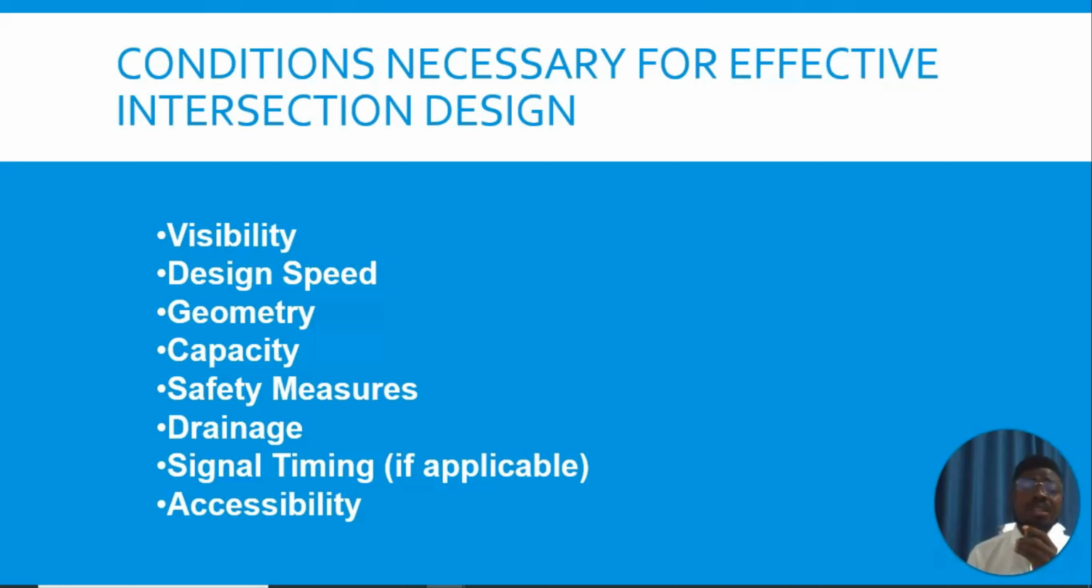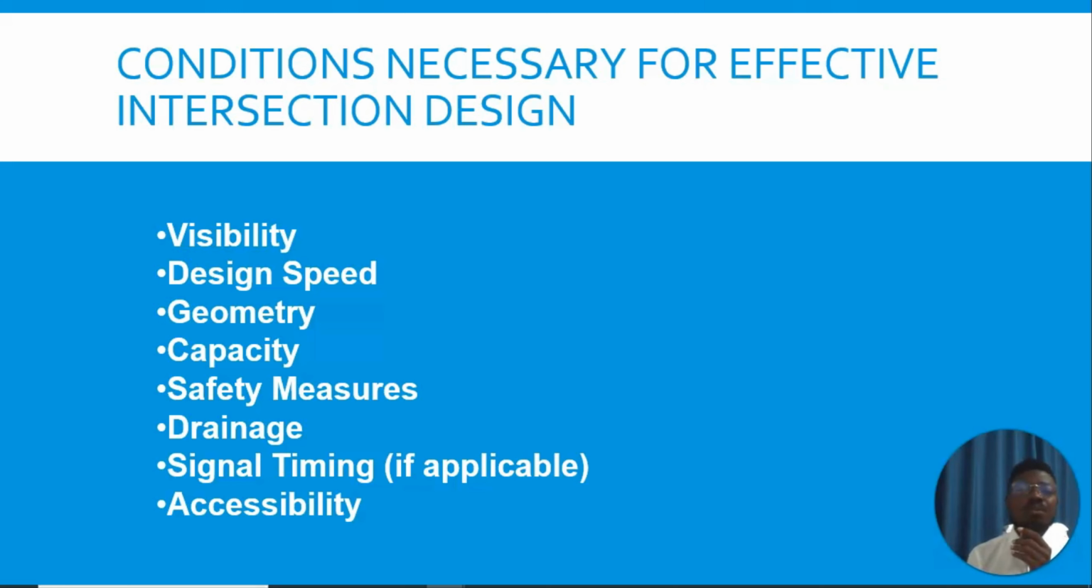And the last part is accessibility. Accessibility not just for drivers, but also for pedestrians, cyclists, and public transport. So it is very important that the intersection must be able to perform not just the function of safety for drivers, but it must also be able to do the same for pedestrians. It must also be able to do the same for cyclists.